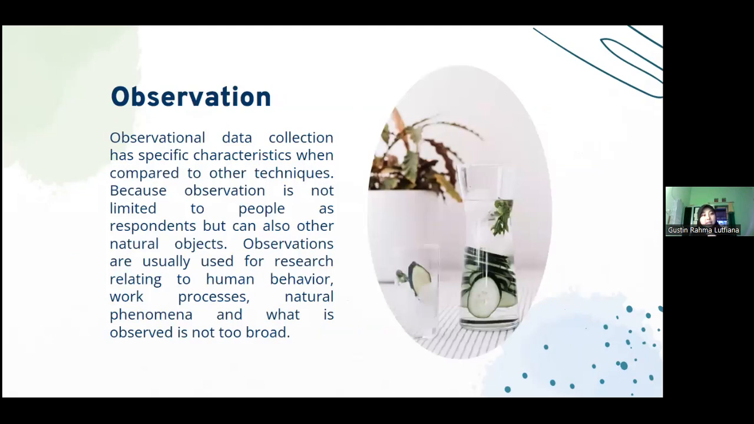The next technique is observation. Observational data collection has a specific characteristic when compared to the other techniques because observation is not limited to people as respondents but can also cover other natural objects. Observations are usually used for research relating to human behavior, work processes, natural phenomena, and what is observed is not too broad.